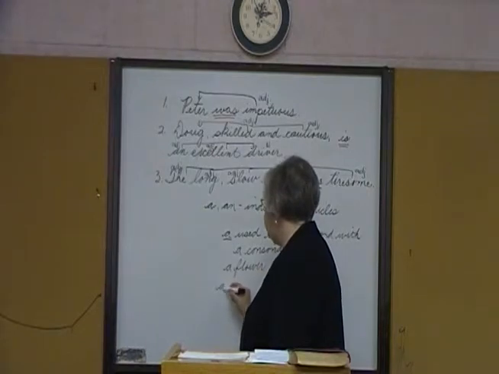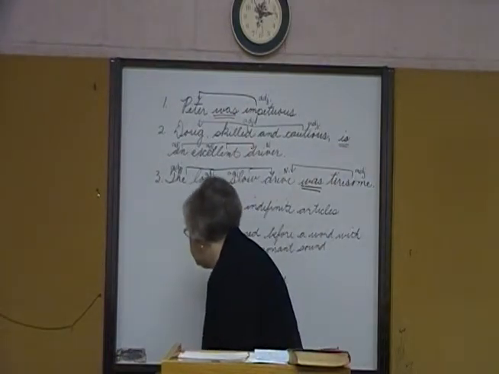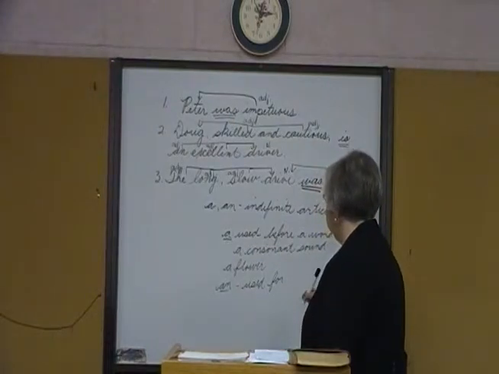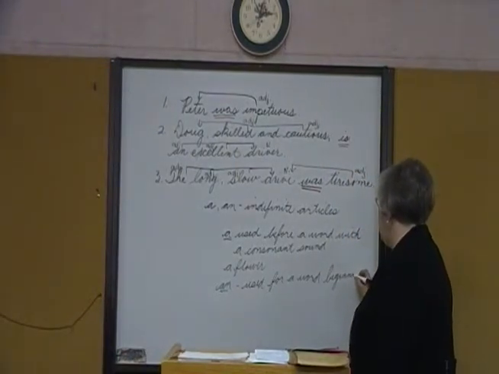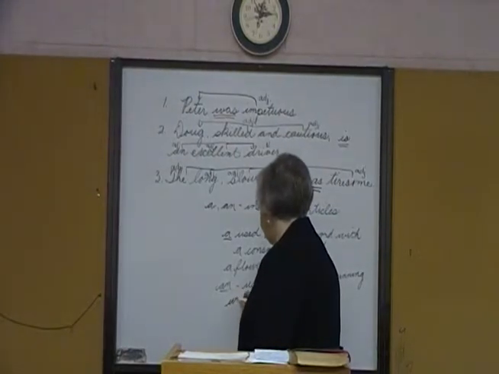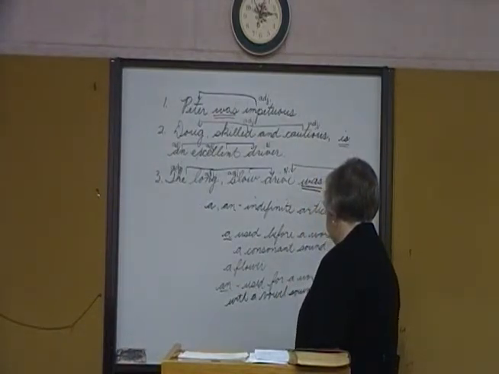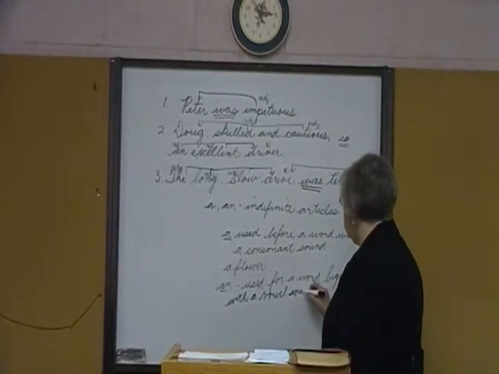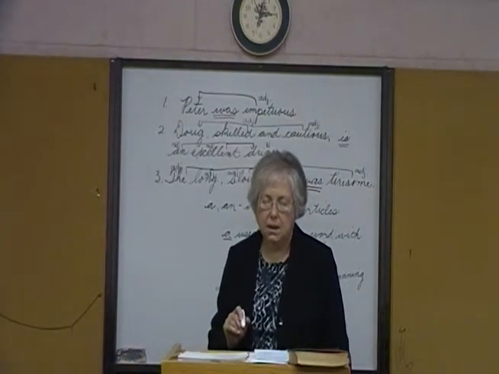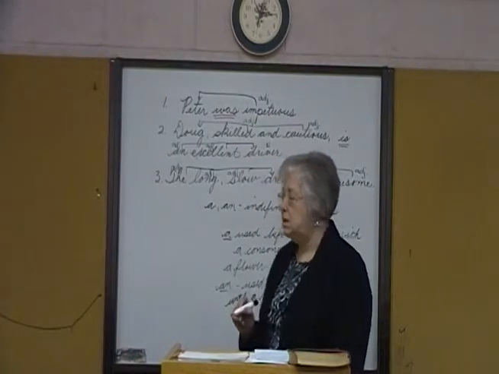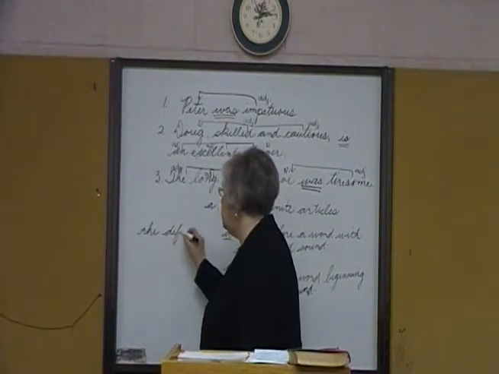Whereas an is used before a word beginning with a vowel sound. All right. Used before a word beginning with a vowel sound. An ox, an hour, an apple. All right. So those are the indefinite articles, and then the is what we call the definite article.